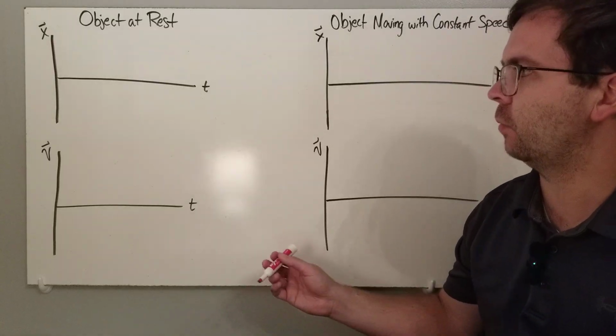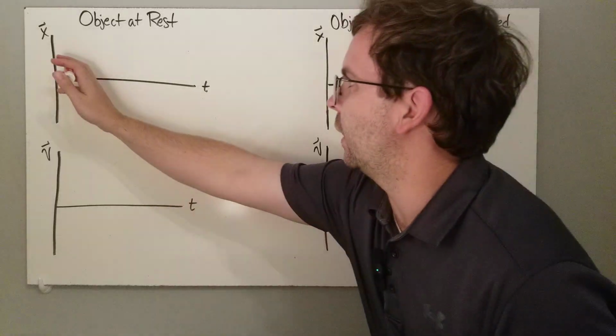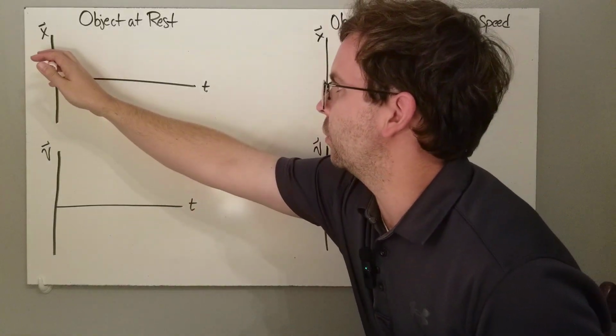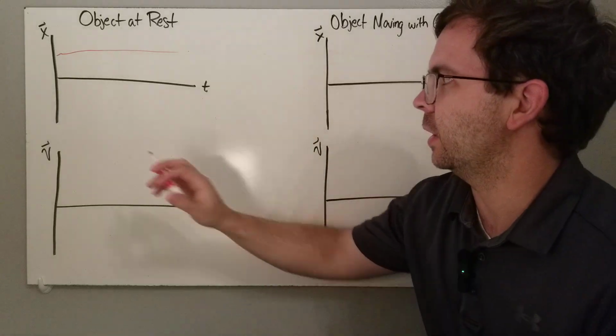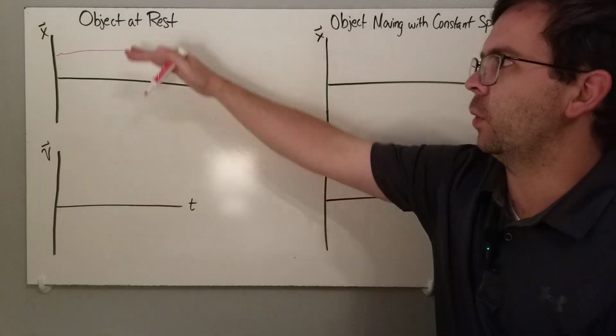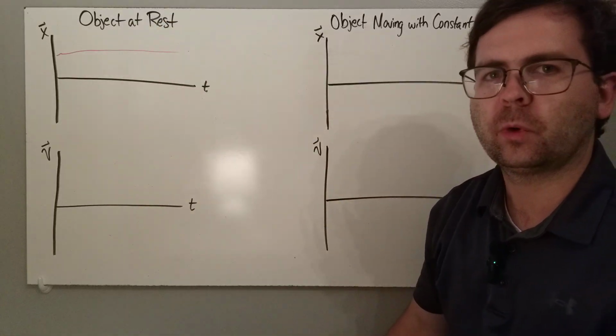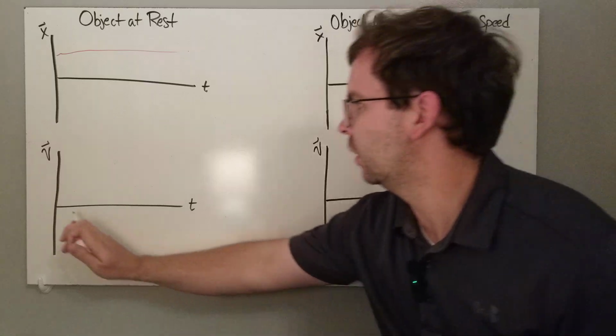When an object is at rest, its position versus time graph could look like a flat line anywhere. So you could have a flat line here, or a flat line down here. You get the idea. It doesn't matter; it could be anywhere on the axis. But for a velocity time graph, it can only be in one place, and that is right here.